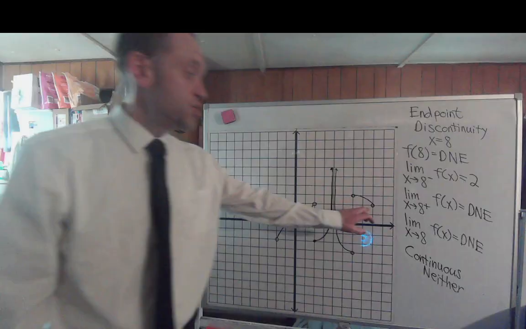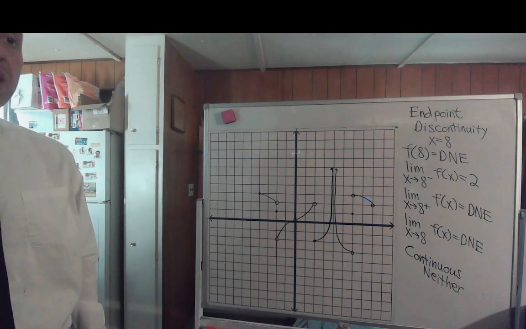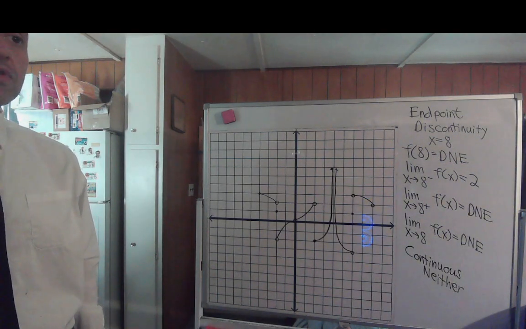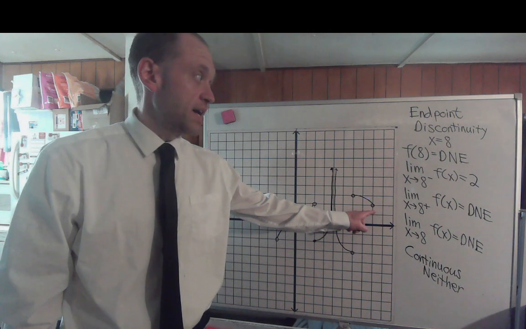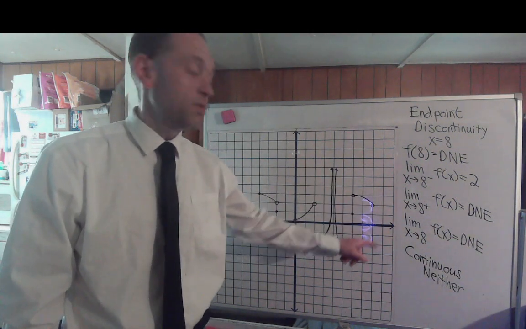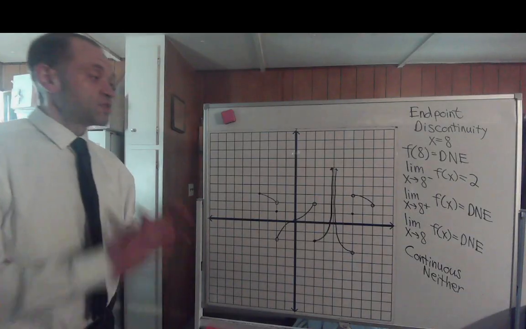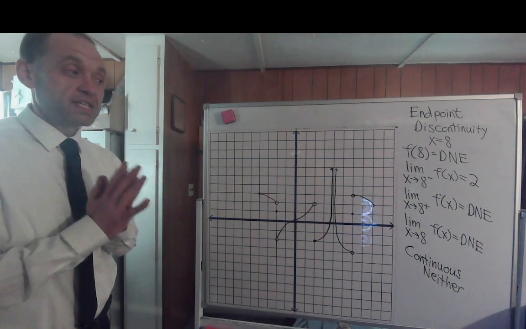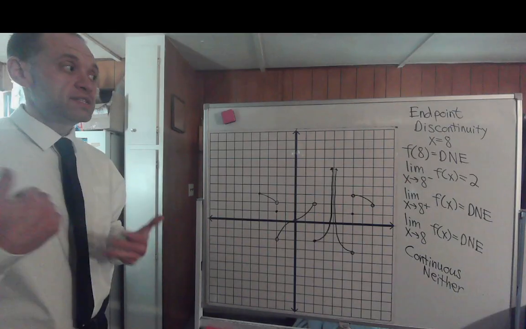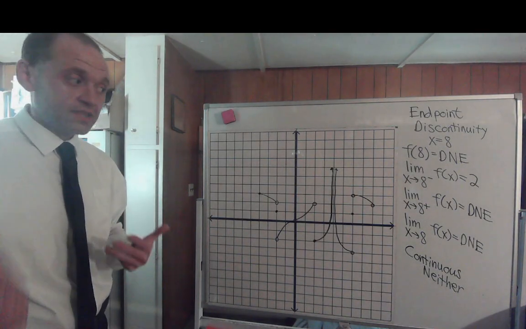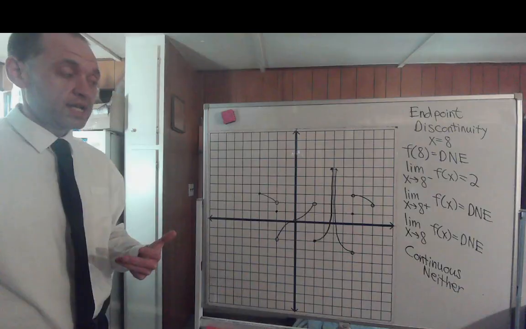And then keep in mind, you can have endpoint discontinuities where it's not even defined at the endpoint. And if that's the case, it's not defined from either left or right. If it is defined there, now had this been defined at x equals 8, of course we would have got a y value of 2, and we could have said it's continuous from the left, but that wasn't the case. So just keep all these in mind as you're doing these types of problems, looking at graphs like this and identifying discontinuities, finding function values, taking their limits, and determining whether it's continuous from the left, right, or neither.